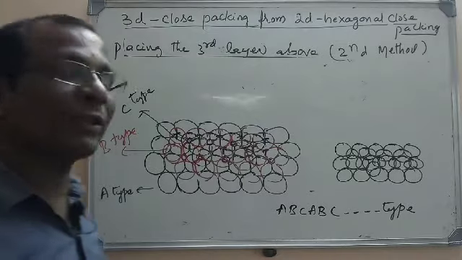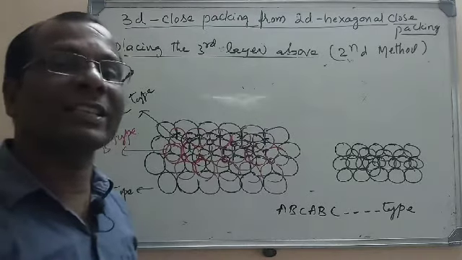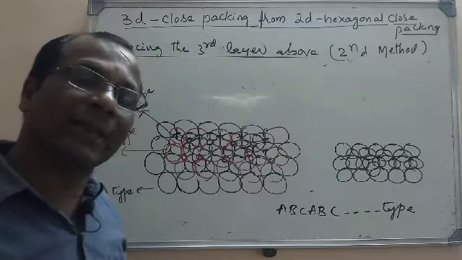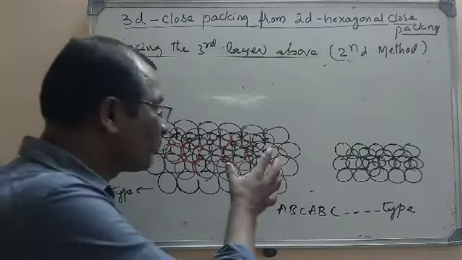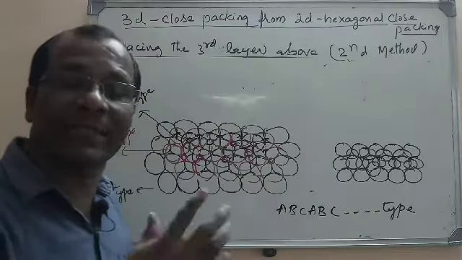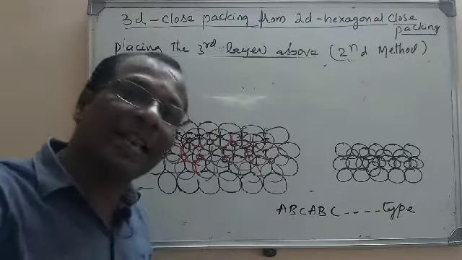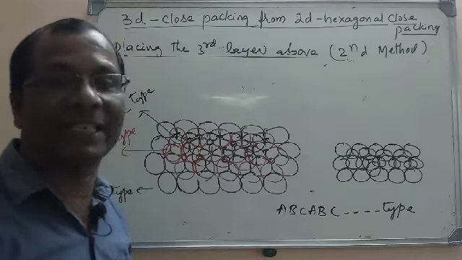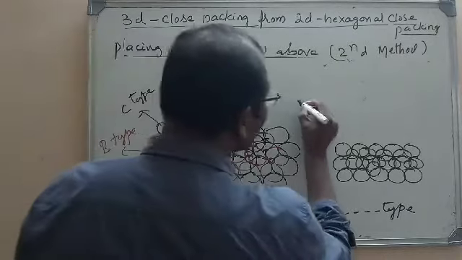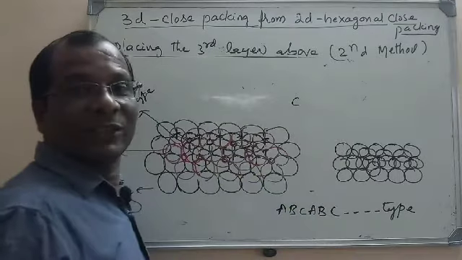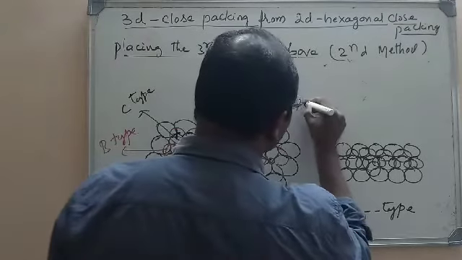So in the earlier class we discussed that when the third layer is placed above the second layer by covering the tetrahedral voids, hexagonal close packing is obtained. Now we have placed the third layer by covering the octahedral voids produced in the second layer. Now the arrangement obtained is called cubical close packing.